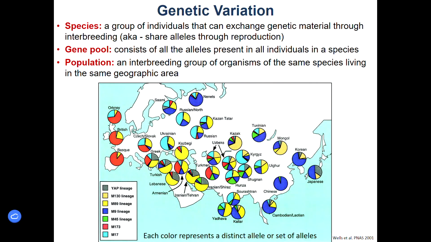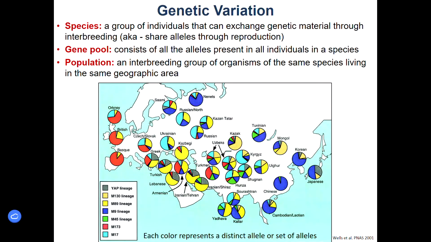So when we're thinking about genetic variation, we need to think about different groups of organisms. A species is a group of individuals that can exchange genetic material through interbreeding, aka through reproduction. But not all organisms we're going to talk about this semester do reproduction in the same way, so we're going to call it interbreeding. So humans are a species. Certain mosquitoes are a species. Those ladybird beetles are a species. Goldfish are a species. If they can share their DNA through reproduction in some way, they're a species.